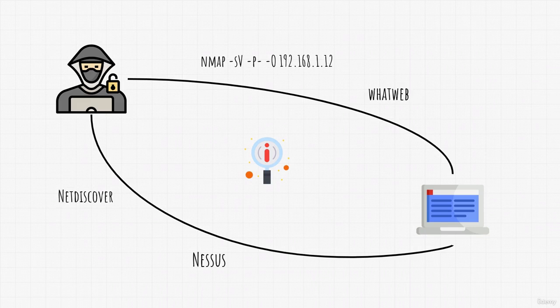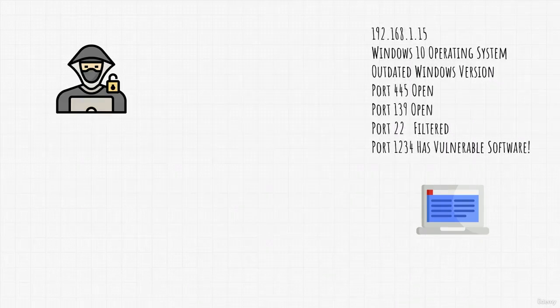Here is how the process goes. Imagine this is our target, and this is the information that we gathered for it. It is running Windows 10. We found out it has an older version of Windows 10 that hasn't been updated lately. We found 3 open ports and 1 filtered port, and we know for sure that one of those open ports has a vulnerable software running on it, since we also performed vulnerability analysis.